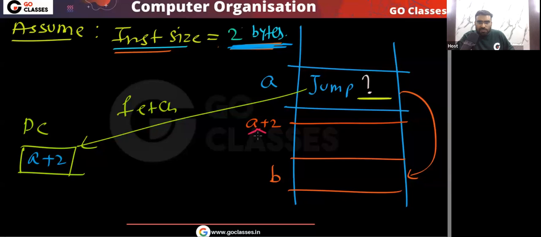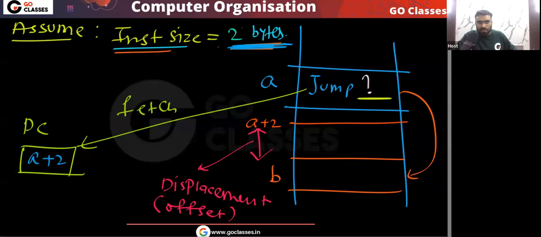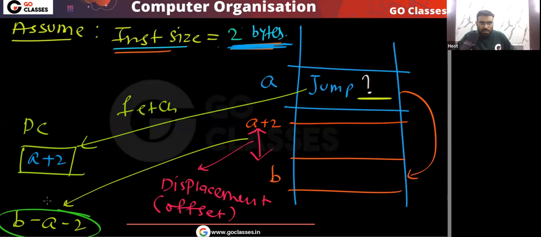This displacement will be your offset. Okay, so what will your offset be? Your offset will be B minus A minus 2. Is this clear? B minus A minus 2.